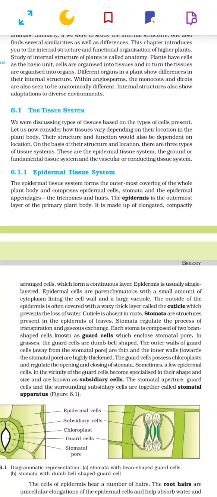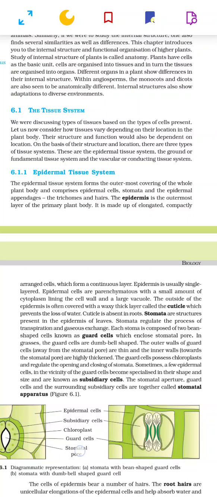Each stoma is composed of two bean-shaped cells known as guard cells, which enclose the stomatal pore. In grasses, the guard cells are dumbbell-shaped. The outer walls of the guard cells away from the stomatal pore are thin, and the inner walls towards the stomatal pore are highly thickened. The guard cells possess chloroplasts and regulate the opening and closing of stomata. Sometimes, a few epidermal cells in the vicinity of the guard cells become specialized in their shape and size, and they are known as subsidiary cells. The stomatal aperture, guard cells, and the surrounding subsidiary cells are together called the stomatal apparatus.